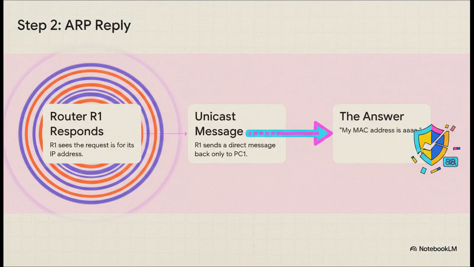Now, every device on the network hears that shout, but only one of them recognizes the IP address as its own, router R1. And it doesn't shout back to the whole room. No, that would be chaos. Instead, it sends a direct, unicast message right back to PC1, kind of like a whisper, saying, hey, that's me. Here's my MAC address. It's AAAAA.